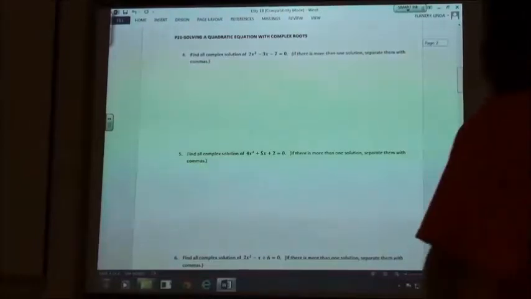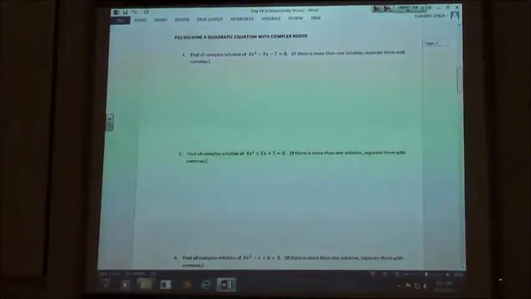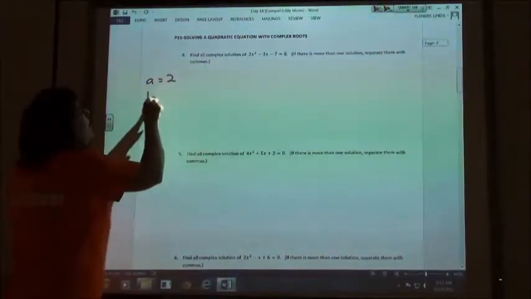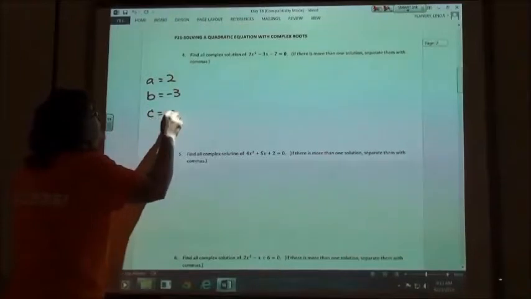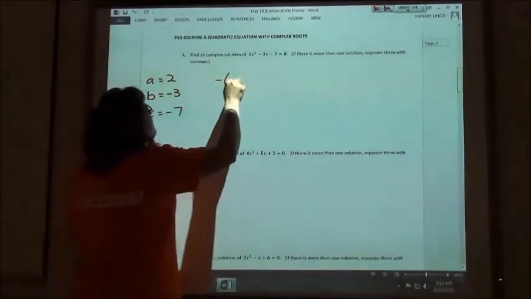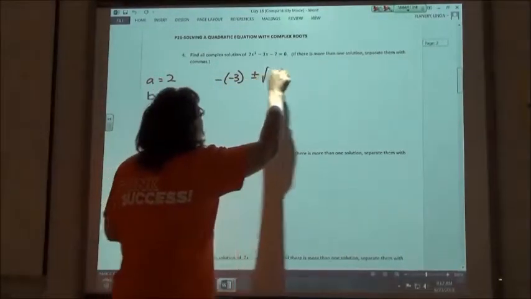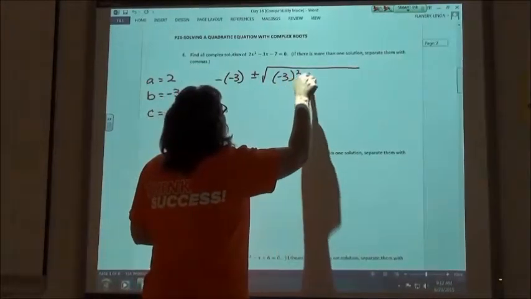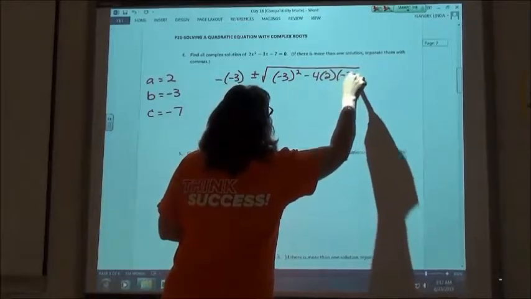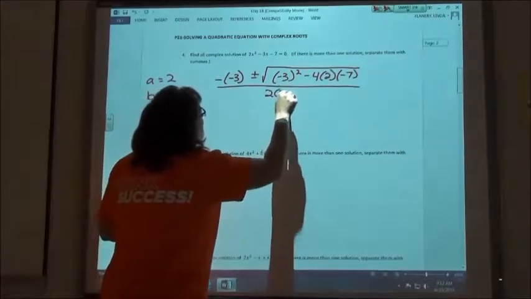Next ones, you're still going to use the quadratic formula. It says find all complex solutions. So if it's a complex solution, it may or may not have an imaginary number part. So sometimes we'll get a real number answer, sometimes we'll get one with the imaginary number answer. So again, I'm going to say my A is 2, my B is negative 3, and my C is negative 7, and I'm going to plug those into the quadratic formula. So minus the B value of negative 3 plus or minus the square root of negative 3 squared minus 4 times the A value of 2 times the C value of negative 7 all over 2 times the A value of 2.